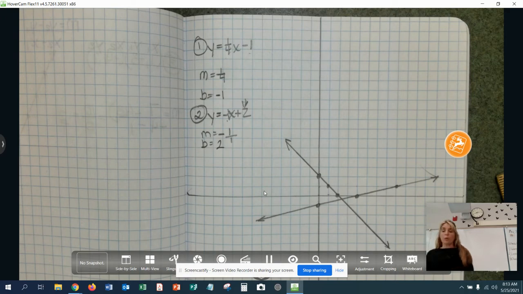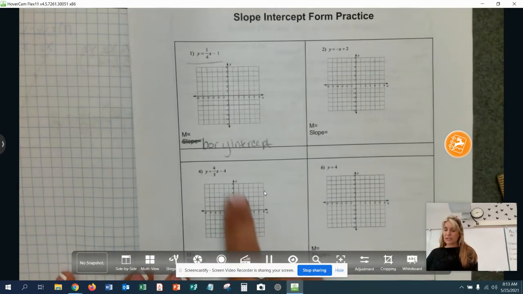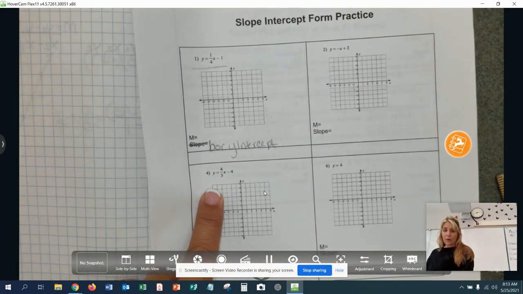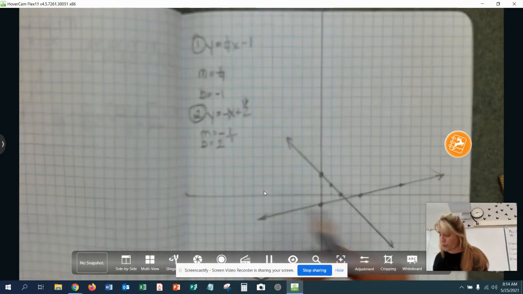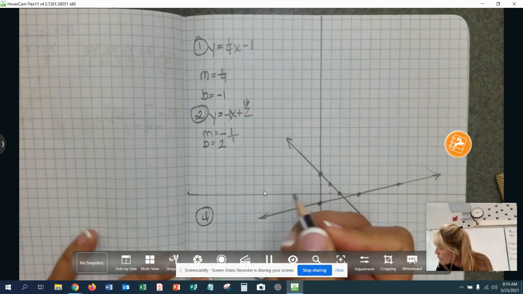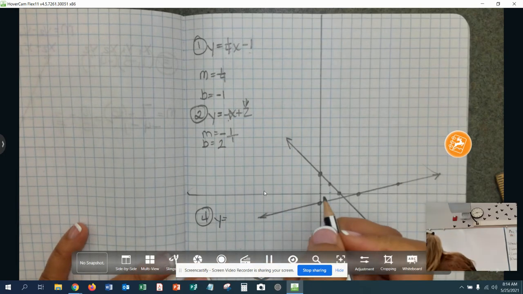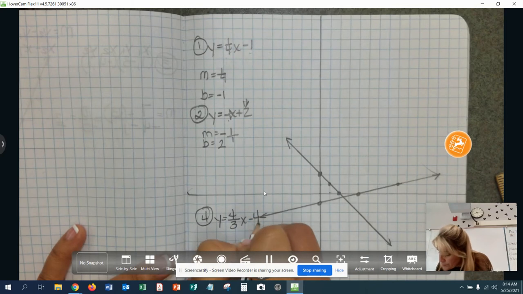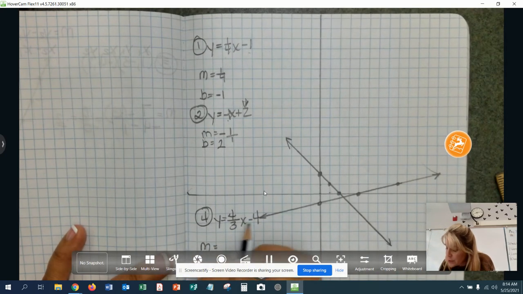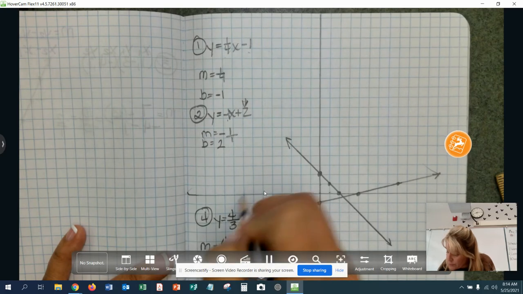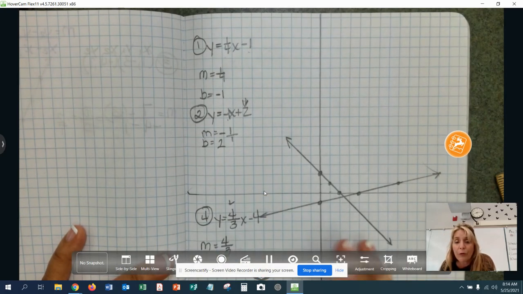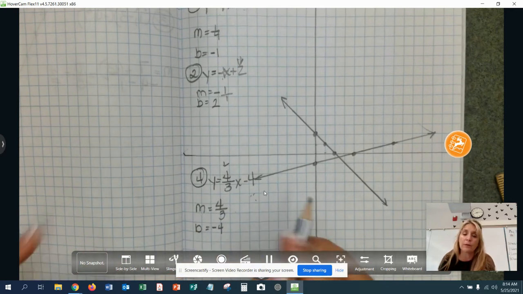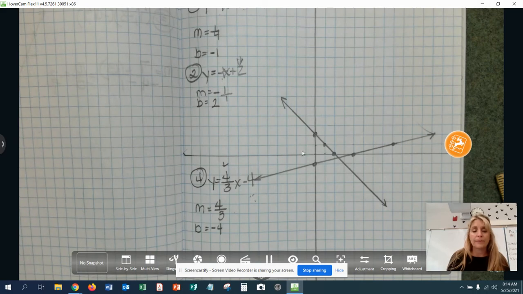Next. When I made this, I didn't make them in order because number 3 I didn't like, so it's going to skip around. So we have 1, 2, and then 4, and then 6. So let's do number 4. 4 is y equals 4/3 x minus 4. So what's the slope? The slope is 4/3. It's right here, before the x. And then our b is -4.